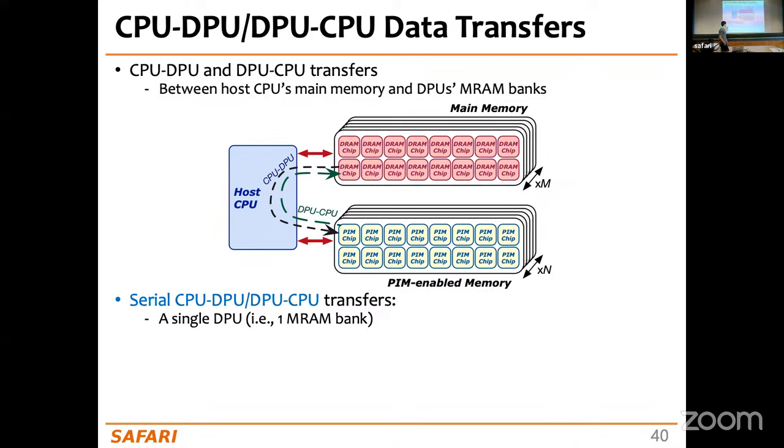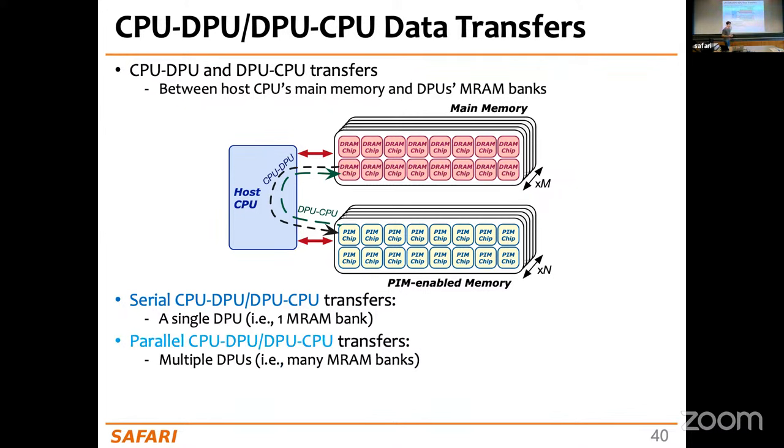The first way, the simplest one, is serial CPU-DPU or DPU-CPU transfers. In this case, you are moving data from the main memory to just one DPU in the entire PIM-enabled memory. Or the memory transfers can be done in parallel. In this way, we can target many or multiple MRAM banks or DPUs and basically achieve higher sustained throughput over the memory channels. The only limitation for these transfers is that they need to be all of the same size. In some cases, we may need to pad different buffers in order to have them all of the same size.